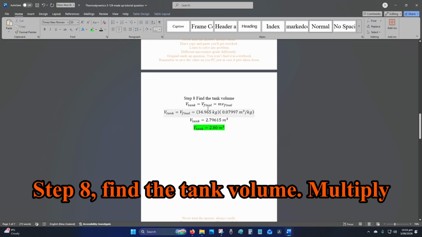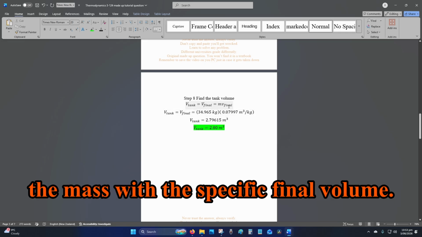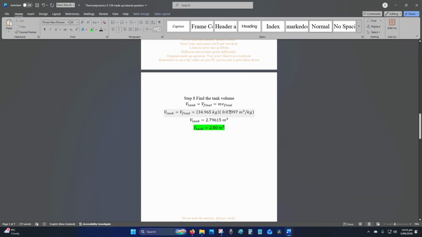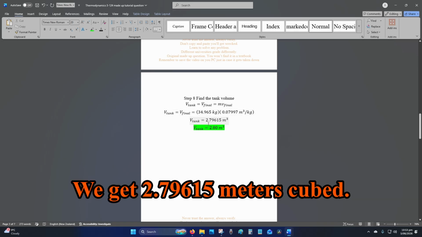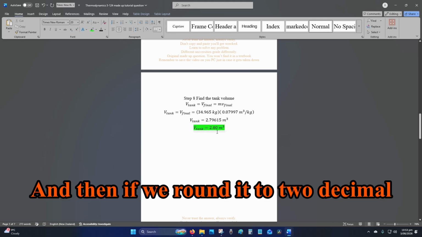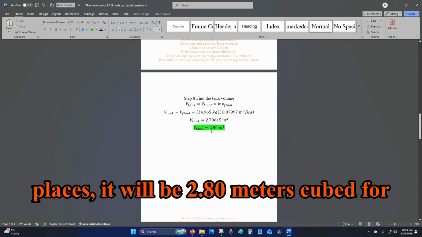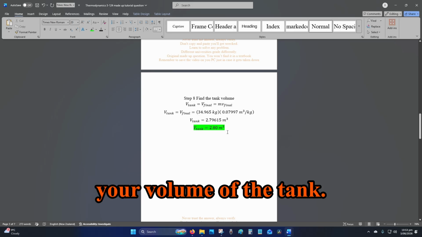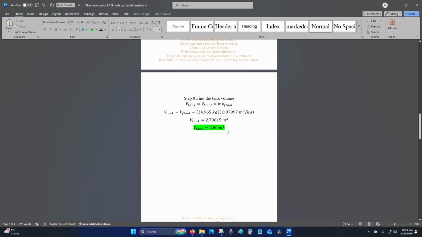Step 8, find the tank volume. Multiply the mass with the specific final volume. We get 2.79615 meters cubed. And then if we round it to 2 decimal places, it'll be 2.80 meters cubed for your volume of the tank.